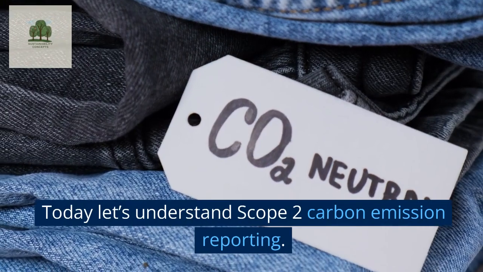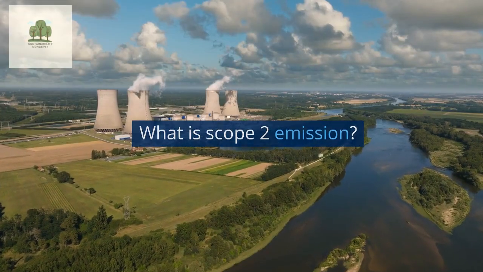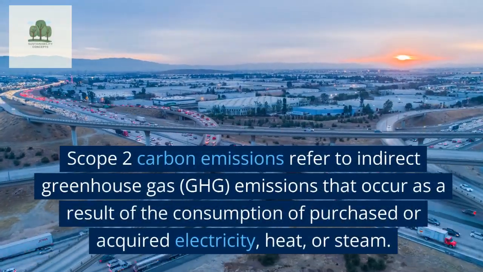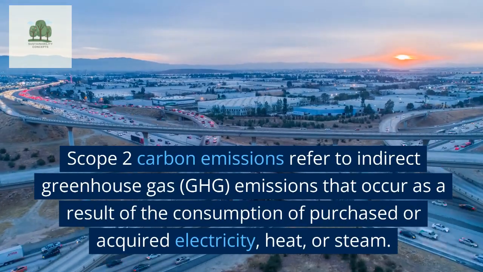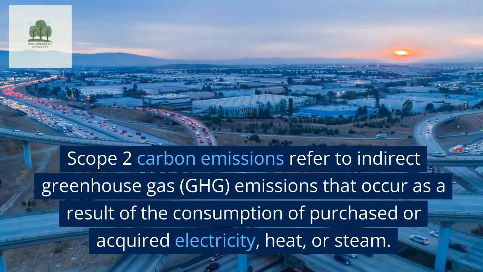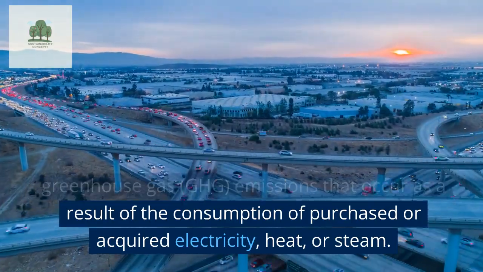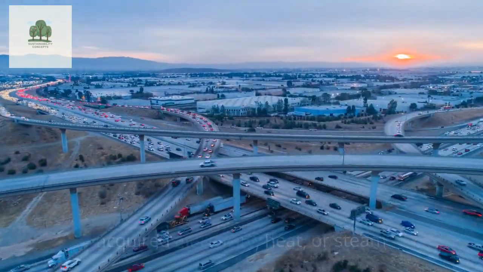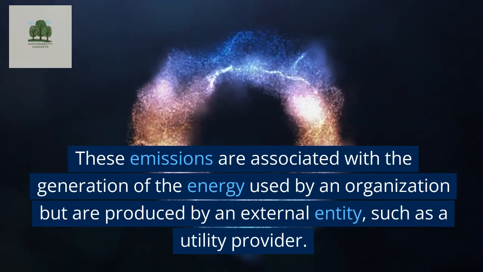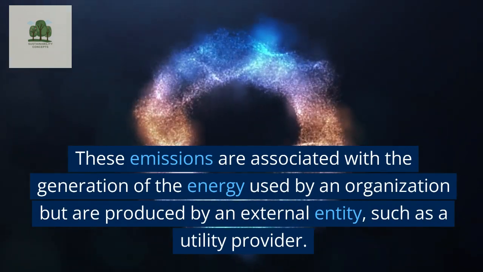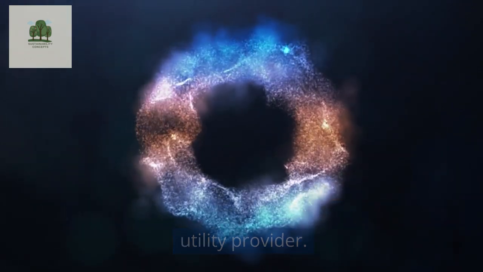Today let's understand Scope 2 carbon emission reporting. What is Scope 2 emission? Scope 2 carbon emissions refer to indirect greenhouse gas (GHG) emissions that occur as a result of the consumption of purchased or acquired electricity, heat, or steam. These emissions are associated with the generation of the energy used by an organization but are produced by an external entity, such as a utility provider.